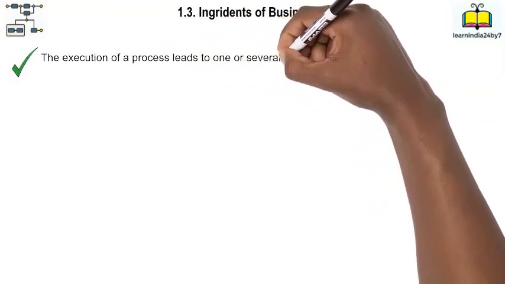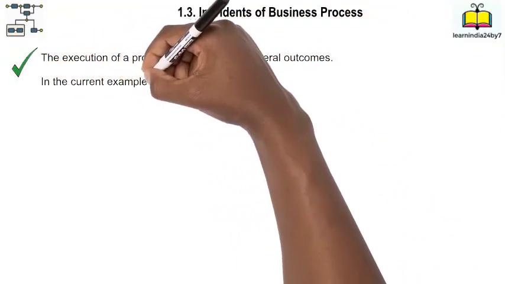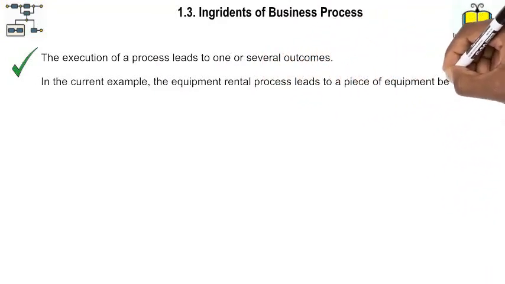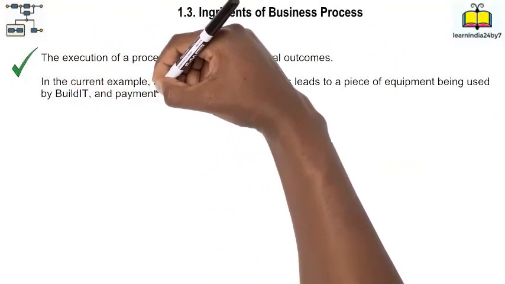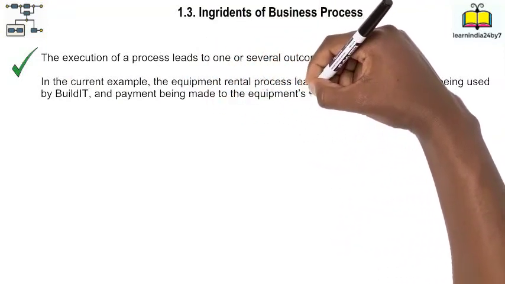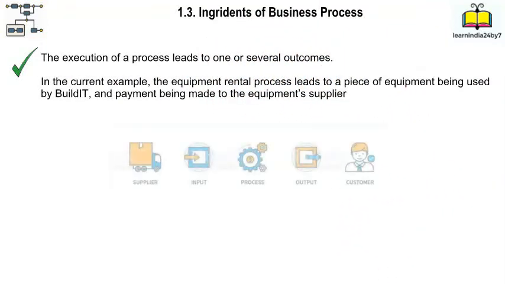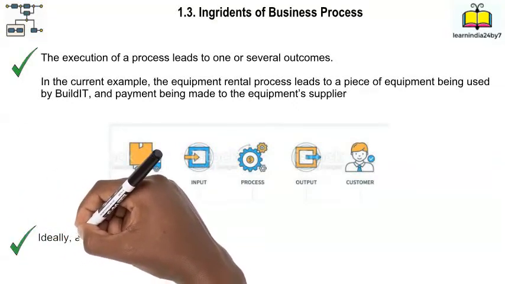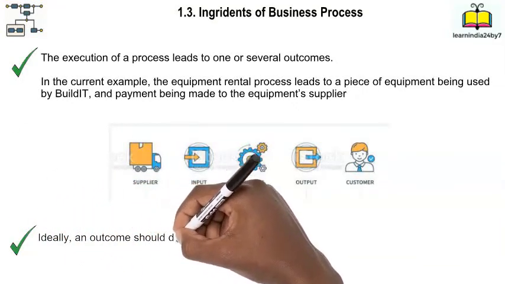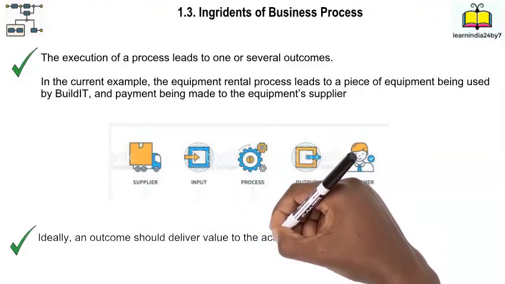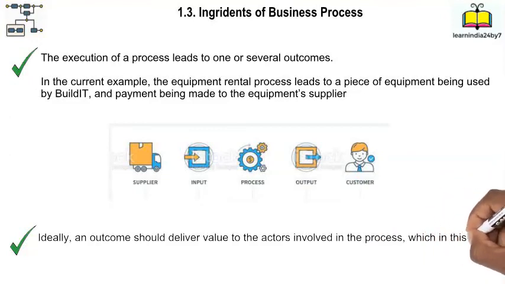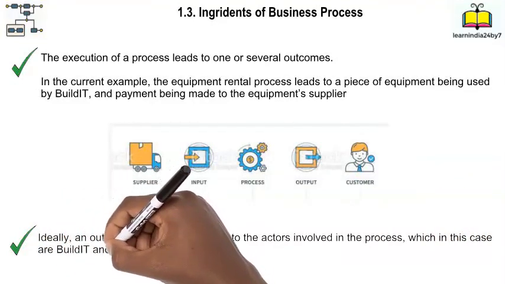The execution of a business process leads to one or several outcomes. In the current case, the equipment rental process leads to a piece of equipment being used by Build IT and payment being made to the equipment supplier. Ideally, an outcome should deliver value to the actors involved in the business process. In this case, the actors involved are Build IT and the equipment supplier.